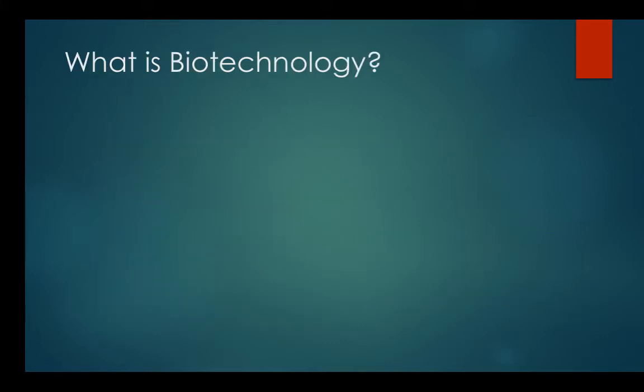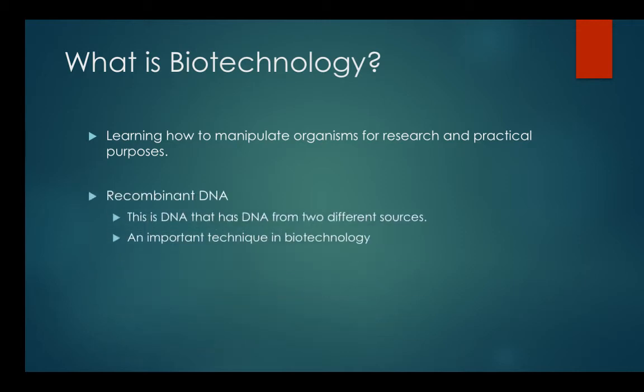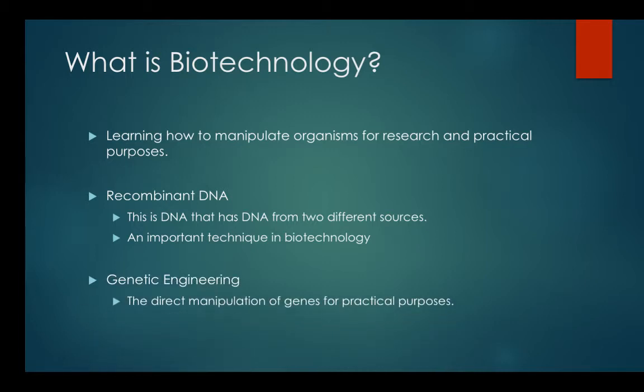Well, I guess first the question has to be asked, what is biotechnology? This is basically learning how to manipulate organisms for research and practical purposes. A good key term to know here is recombinant DNA. This is DNA that comes from 2 different sources, and oftentimes it's the backbone of biotechnology. We take DNA from 2 different animals, or a plant and an animal, or 2 different bacteria, and we combine it together to create something new and unique. We call this entire purpose genetic engineering. Whenever we are actually changing the genes of an organism, we call this genetic engineering.